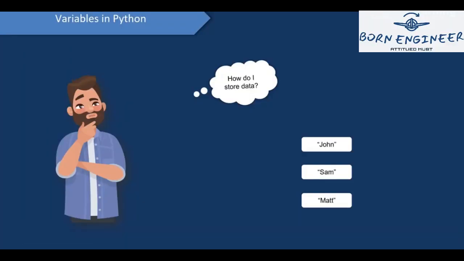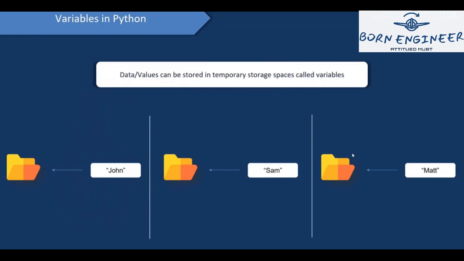I've written our first line of code. Now, again, the question is, how do we store our data? Well, you already know the answer. We would need something known as variables. So we've got all of these different names of people here: John, Sam, and Matt. If you have to store this data somewhere, you'd have to store it in a variable.